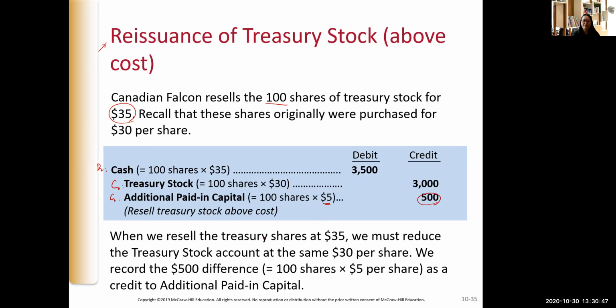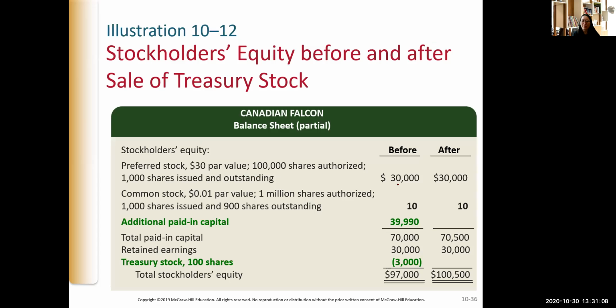So when we sell the treasury shares at $35, we must reduce the treasury stock account at the same $30 per share as when they were purchased back. We record the $500 difference as additional paid-in capital. So before, you held the treasury shares at $3,000, and since now you are selling them again, we no longer have treasury stock, so this becomes zero. At the same time, we add extra money in here because of the $500 difference.